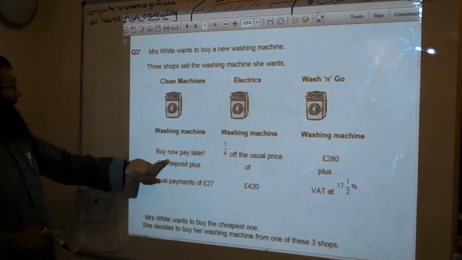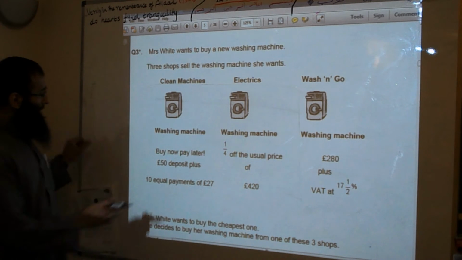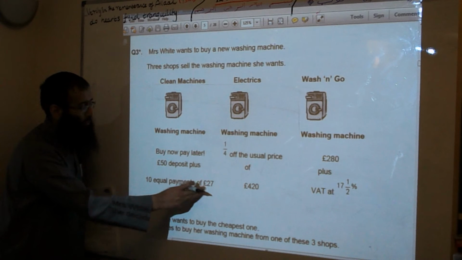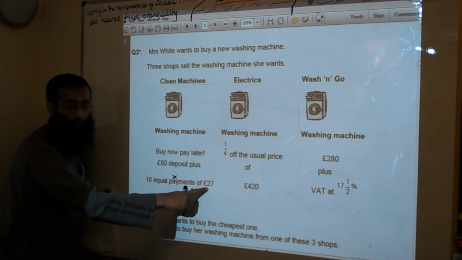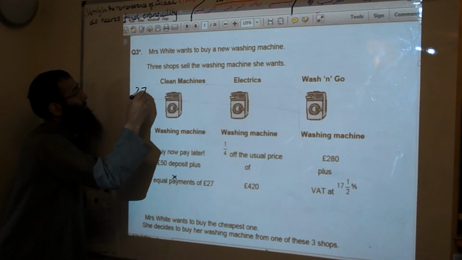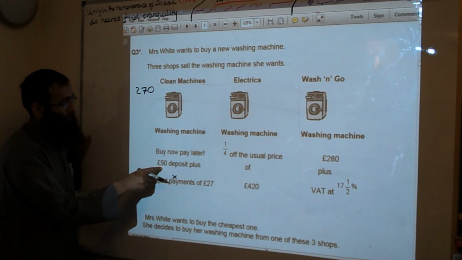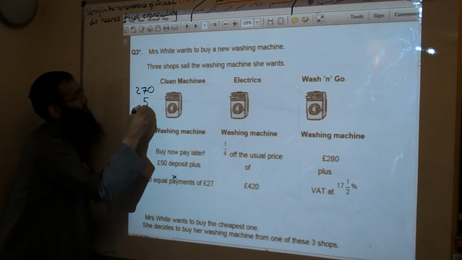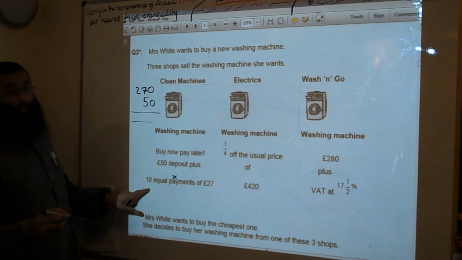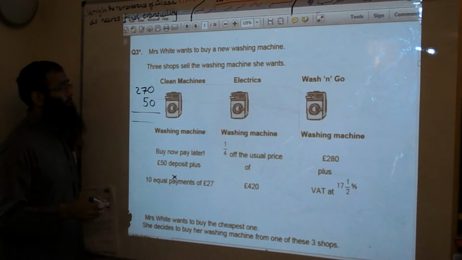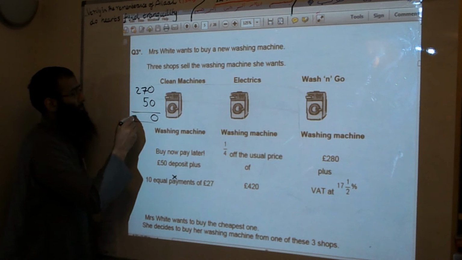So washing machine, buy now, pay later, £50 deposit plus that. Now, 10 equal payments of £27 will give us what? 10 by 27 will give us 270. And you have to pay a £50 deposit. Remember, it's this and 10 equal payments. So what does that give us all together? 320.